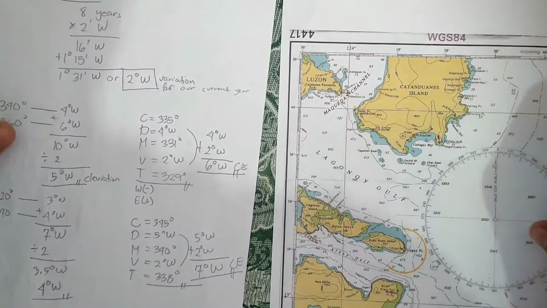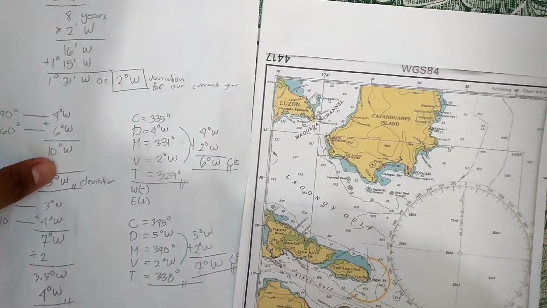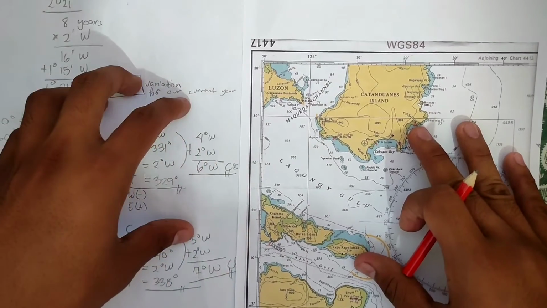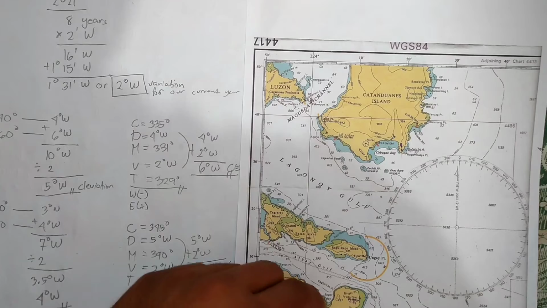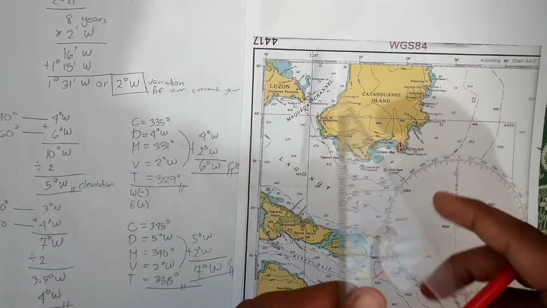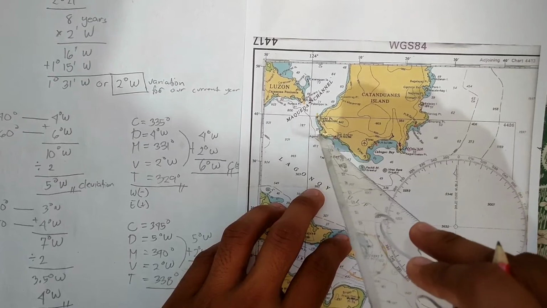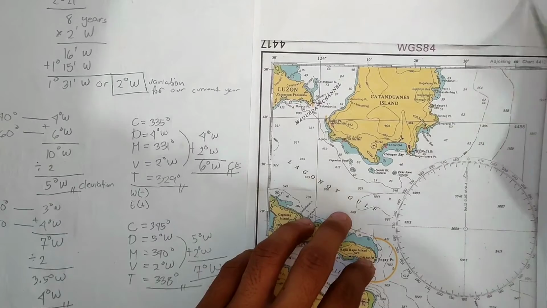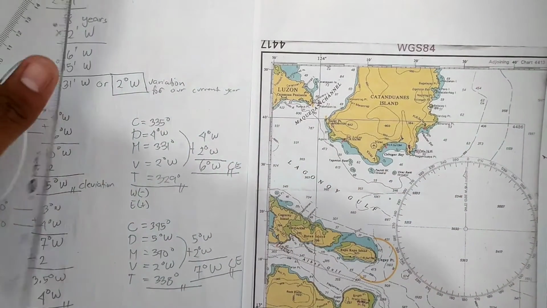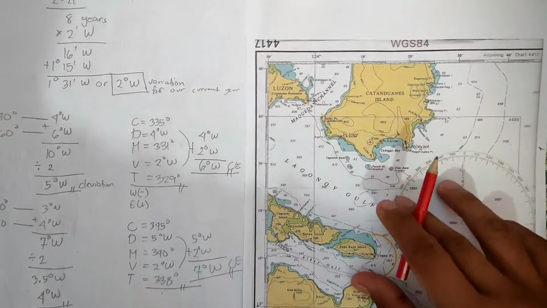So now we will go to our chart and we will plot. The first thing we are going to do is find the Sialat point and Aguho point. Sialat point and Aguho point is right over here, these two. Now let's plot our 338 true bearing.